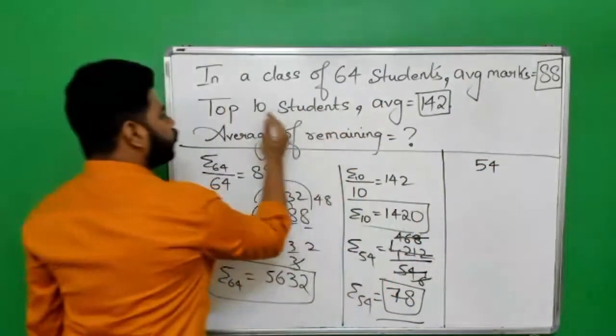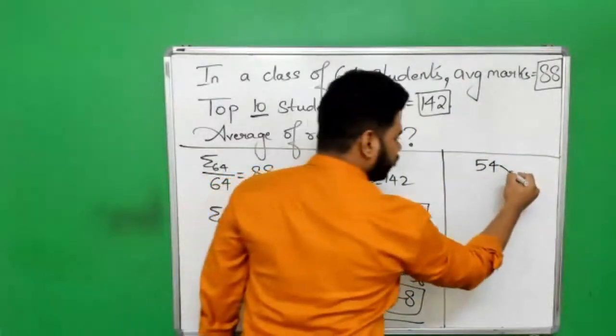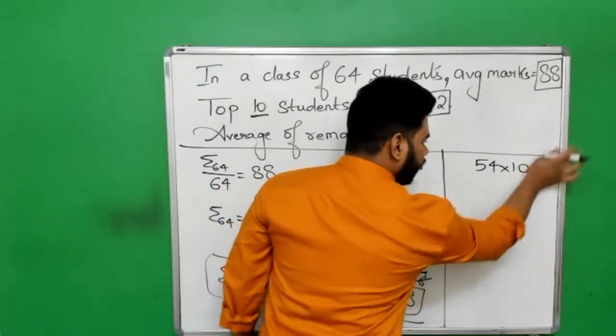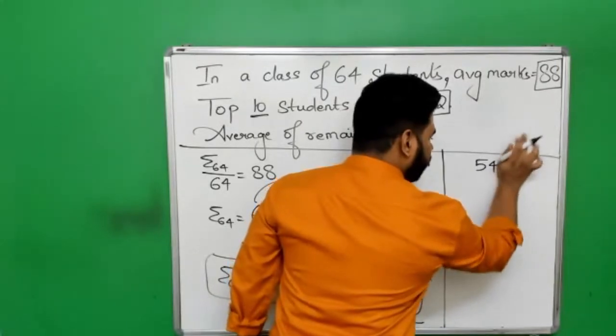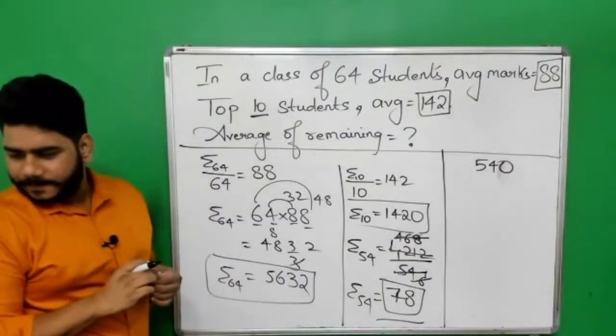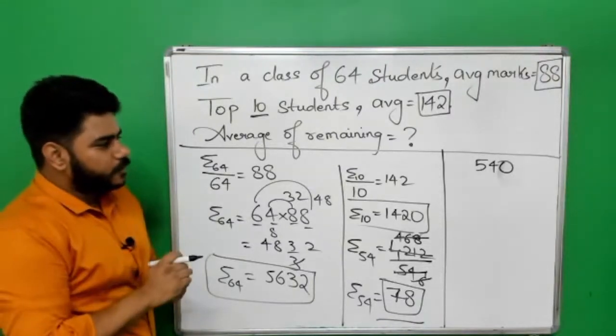And like this, how many students do we have, sir? We have 10 students. So can I say total 54 into 10, that is nothing but 540 marks they have scored more, all of you. Are you all with me till here? They have scored 540 marks more.